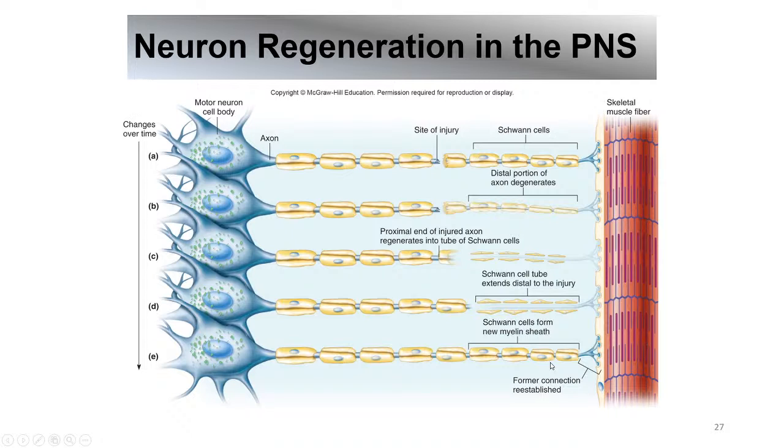However, if the neurolemma, if this tube made of the Schwann cells degenerates, or if the axon is just simply not able to follow the tube to the target, then the neuron will probably die and we will never regain the ability to control this skeletal muscle fiber, and it will atrophy.